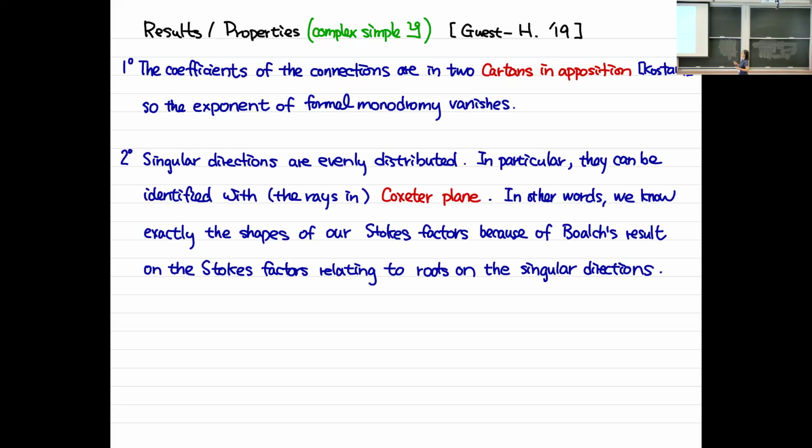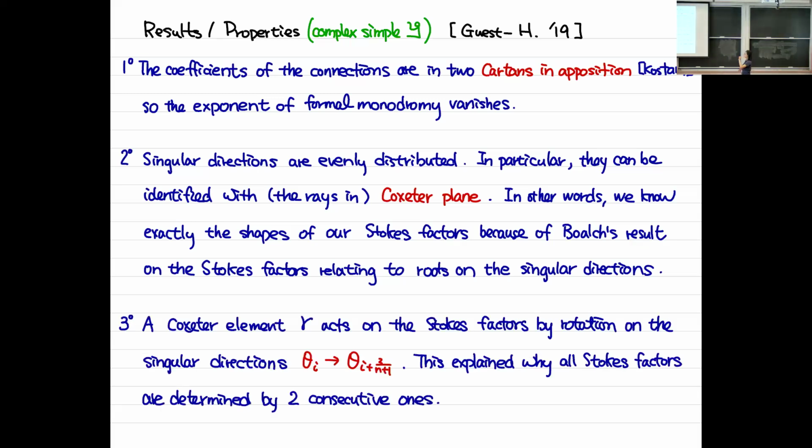And secondly are the singular directions. Normally singular directions are obtained by looking at the differential equations. But in the case here, because of the Toda, the singular directions can be identified with the rays in the Coxeter plane. For each different group, you have a Coxeter plane, where you have the dots representing the roots, and you can look at the rays going from the center out. That gives you all those different rays, and they identify precisely with the singular directions for this system. And because of Boalch's result relating the roots to the singular directions, as we were saying, each singular direction corresponds to a Stokes factor, representing that when your solutions go across, it differs by a constant. Those matrices are given by these roots.